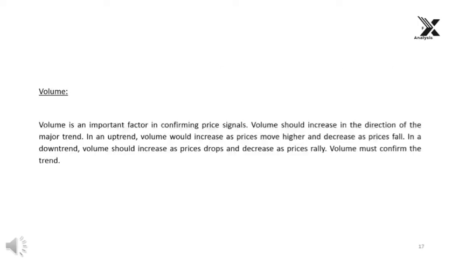One of the first technical indicators, and one that is actually very much underestimated, is the volume. Volume is an important factor in confirming price signals. Volume should increase in the direction of the major trend. In an uptrend, volume would increase as prices move higher, and decrease as prices fall. In a downtrend, volume should increase as prices drop, and decrease as prices rally. Volume must confirm the trend.